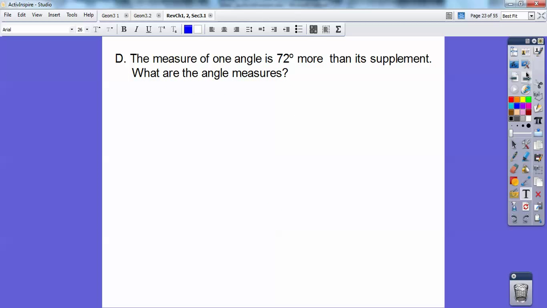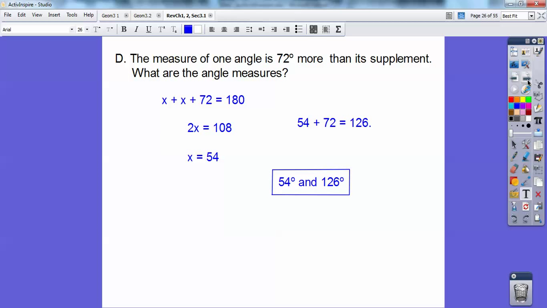Okay, the measure of one angle is 72 degrees more than its complement. What are the measures of the angles? Okay, so if one is 72 and supplement, I'm sorry, did I say complement? Supplement is 180. So I'm going to go x plus 72, because one is 72 more than the other one, equals 180. Okay, and then you go ahead and combine like terms and you end up getting x equals 54. Okay, that's one of them.